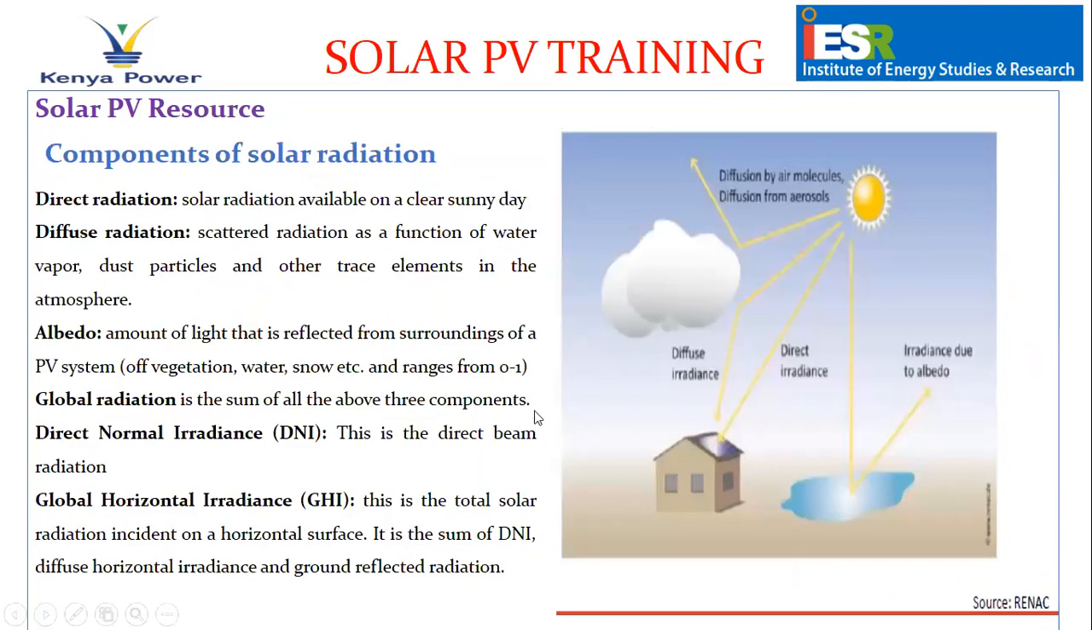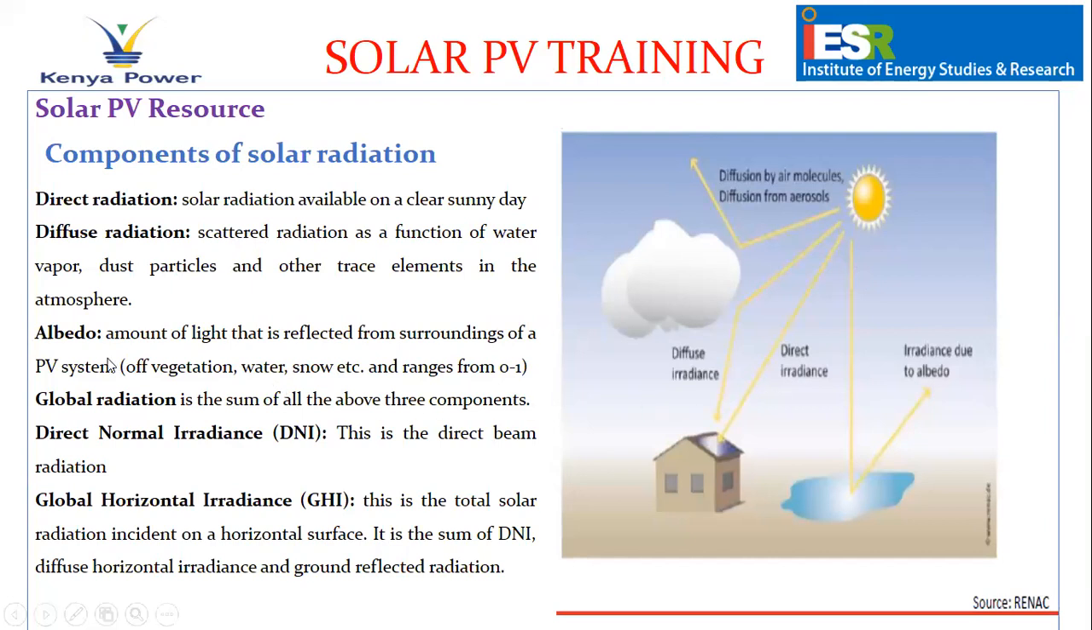Now, there are various components of solar radiation, and that is what is illustrated in the diagram here. I am not going to spend much time on this. There is the direct radiation, which is the kind of energy we can obtain from the sun during a clear sky, sunny day, okay? There is the diffuse radiation, which is the scattered radiation that has got some influence coming from maybe water vapor, dust particles, and some other trace elements that might be present in the atmosphere.